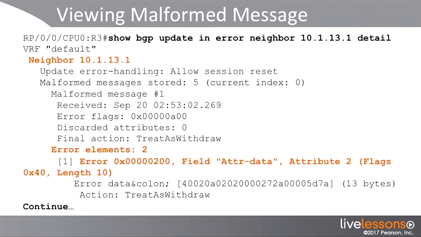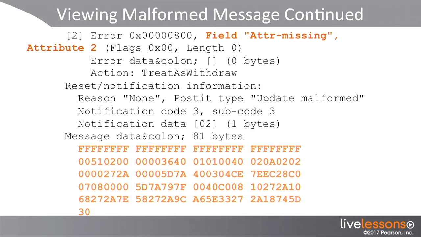You can do this using the command show bgp update in error neighbor IP detail. What this gives is what error information is received in the update for this particular neighbor. So it shows the neighbor IP is 10.1.13.1. It says it has two error elements. The first element says it has the field attribute data, attribute 2 flags 0x40. And the second says it's an attribute missing. And then later on, it gives you the whole bunch of BGP message dump which has come along with it.